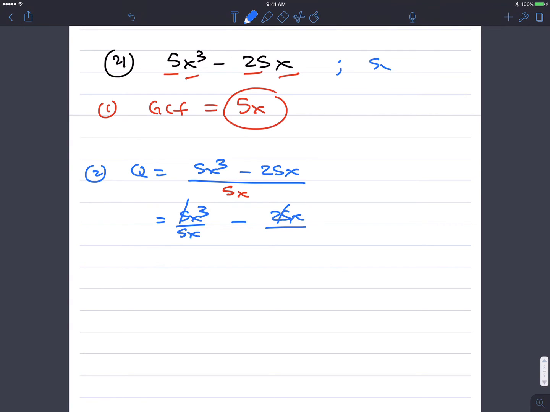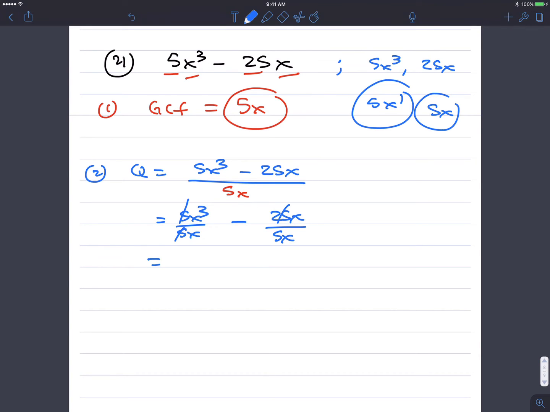Okay. 5x cubed and 25x. GCF for the numbers is 5. GCF for x cubed and x is x to the first power. It's 5x. Crazy. Okay. We lose our marbles here. Okay, now let's get our quotient. We okay with that? All right, thank you.